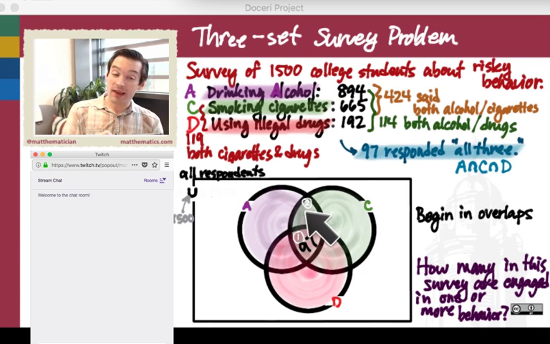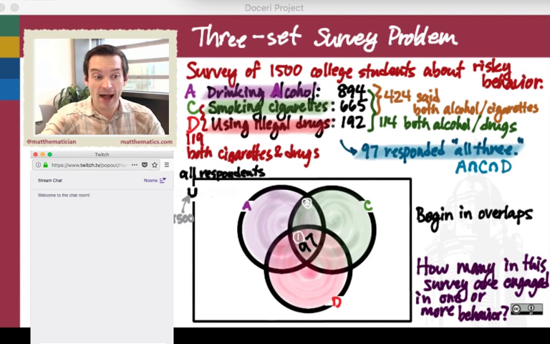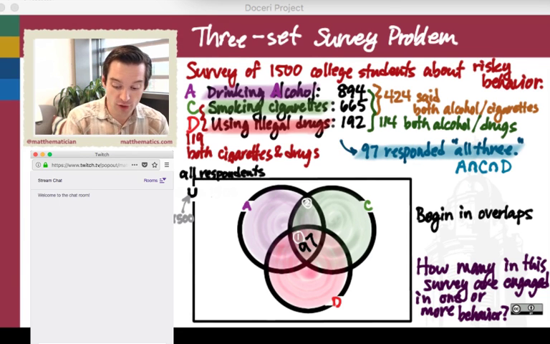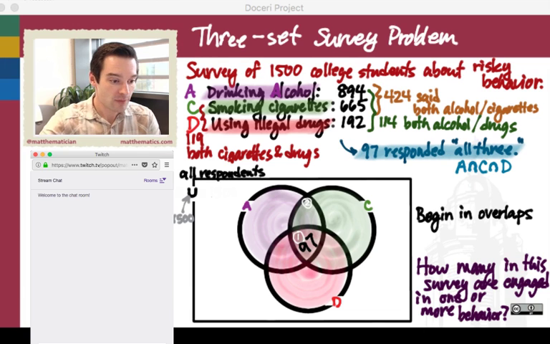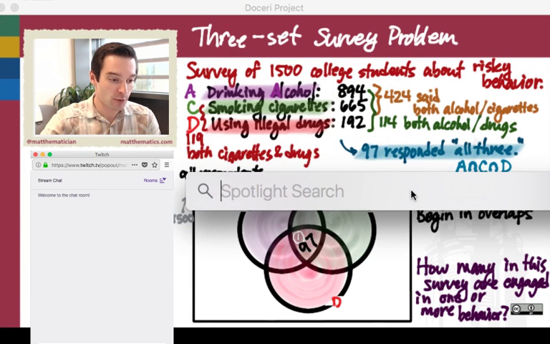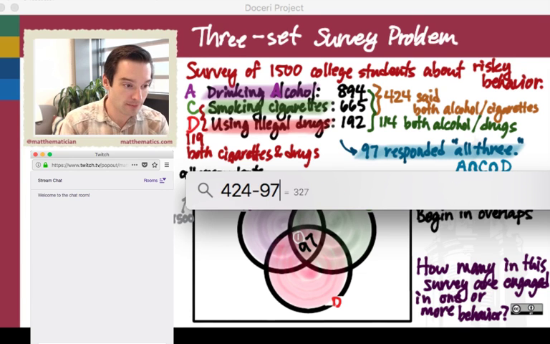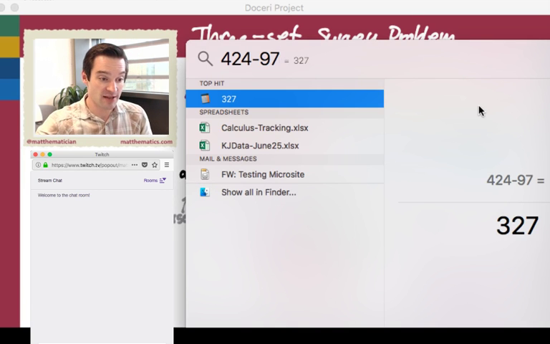So if I don't want to double count anybody, then I need to make sure that the number that I put here is not 424, because some of those people are also here. But I need to take away the 97 who do all three from the 424 who do both alcohol and cigarettes, to figure out how many people do just those two of the three things. So how many people belong in region 2 that I've listed here? 424 minus 97. 327.